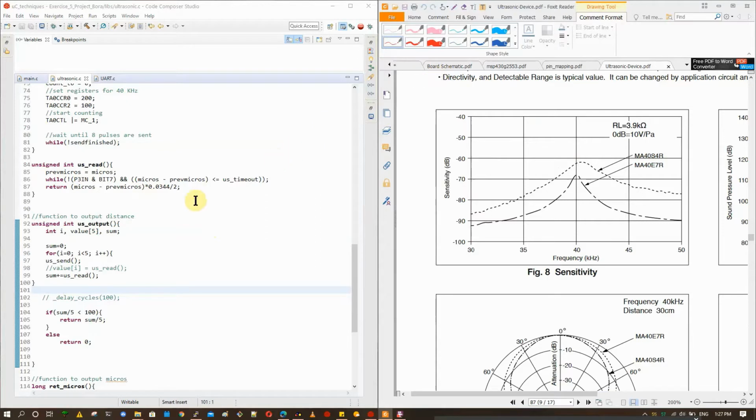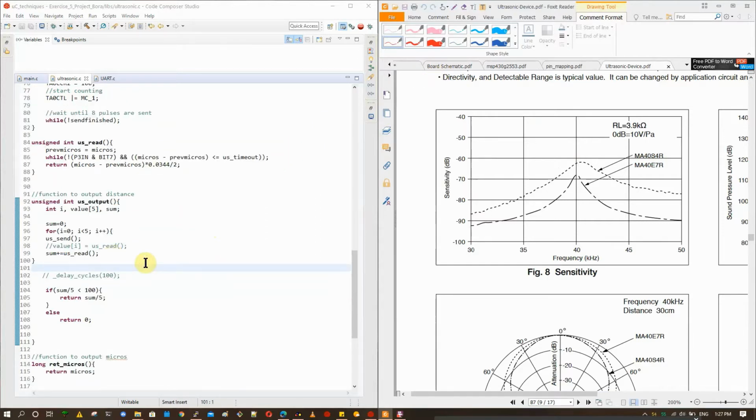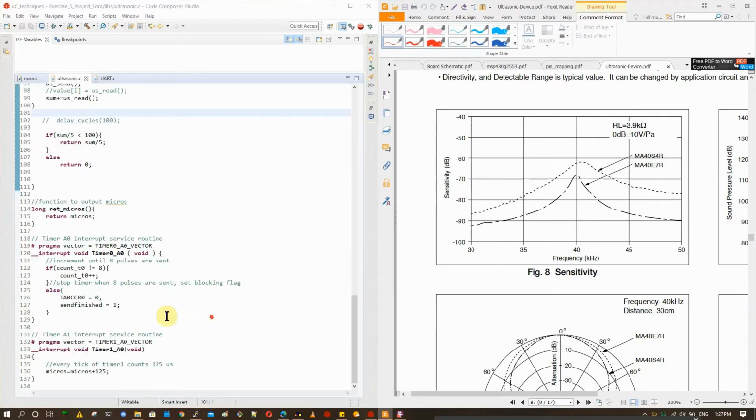So the basic working principle is that a burst of 8 acoustic pulses of 40 kilohertz each are sent, and the reflected pulses are received. Two pins are used for the purpose, one to send the pulses, which is through pulse width modulation, and one to receive the pulses, which is done by polling. Two timers have been used for this purpose. Timer 0 has been used for generating the pulse width modulation frequency of 40 kilohertz, and timer 1 has been used to keep track of the time. We measure the time in microseconds to maintain the accuracy of the whole measurement process.